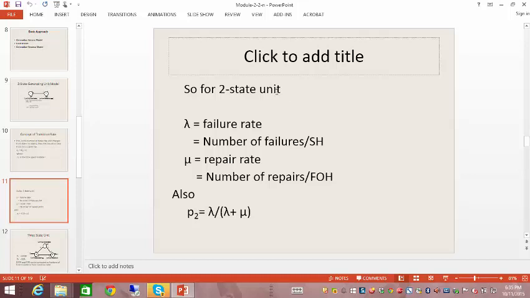So for a two-state unit, lambda is the failure rate. So this will be the number of failures divided by the service hours. And mu is the repair rate. So this will be the number of repairs divided by the forced outage hours. So, and the P2 then will be lambda divided by lambda plus mu.